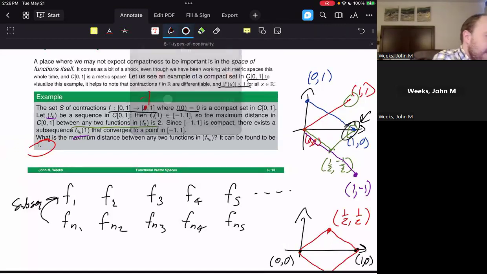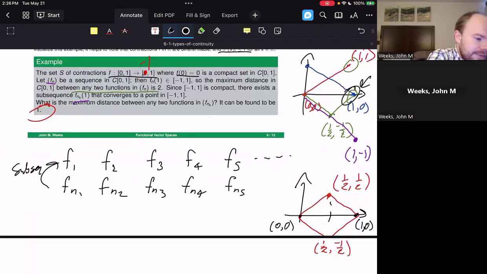Why don't we now say, okay, let's take the point 1/2. And let's say at the point 1/2, I would like to take these functions and say that there's a subsequence where these functions all agree at 1/2 or eventually converge to it. So let's think a little bit about what is going to be happening there.